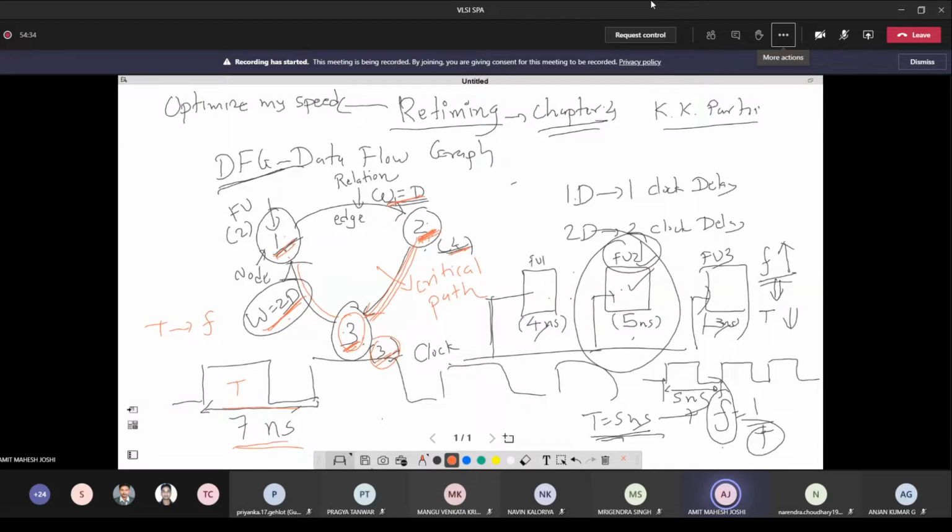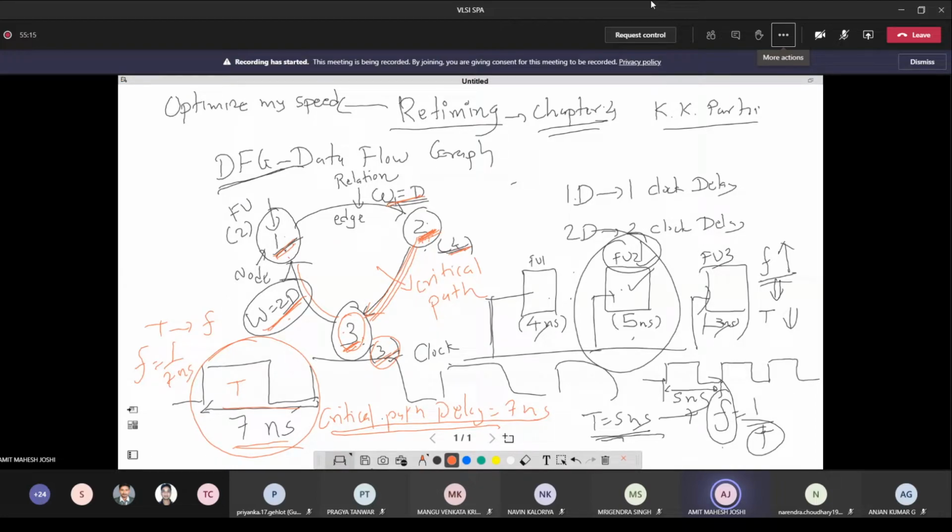Now, if I want to improve the performance of this particular system, then ultimately I need to reduce this critical path delay, which is a value. Now the critical path delay is 7 nanosecond. As the critical path delay is 7 nanosecond, I am deciding my minimum clock period as 7 nanosecond, and the frequency is nothing but 1 by 7 nanosecond for this particular system.